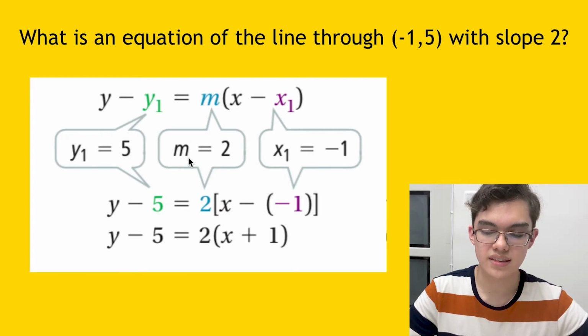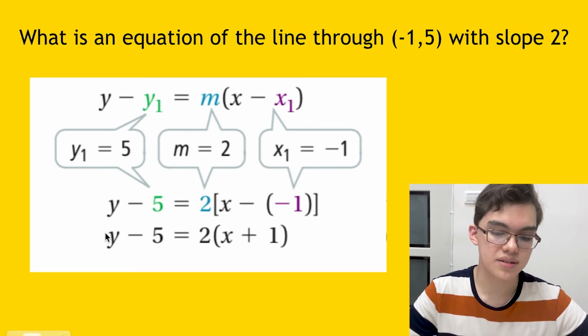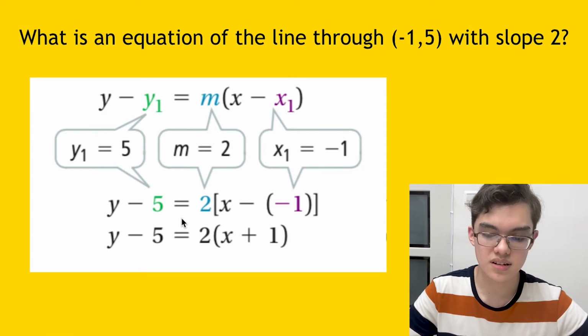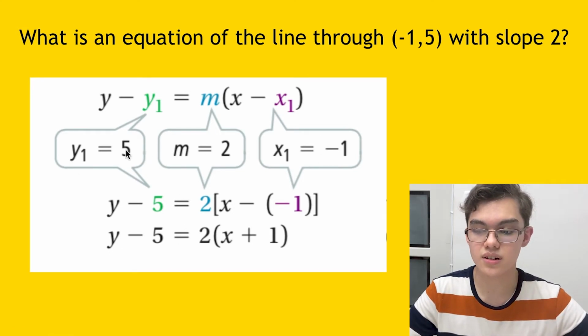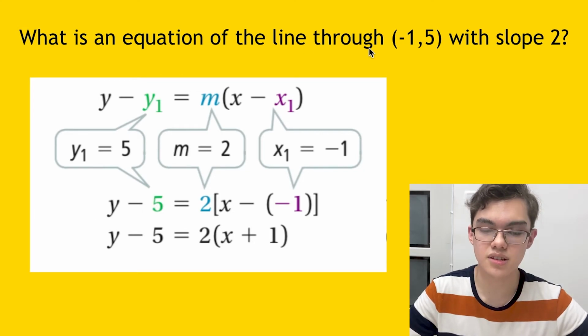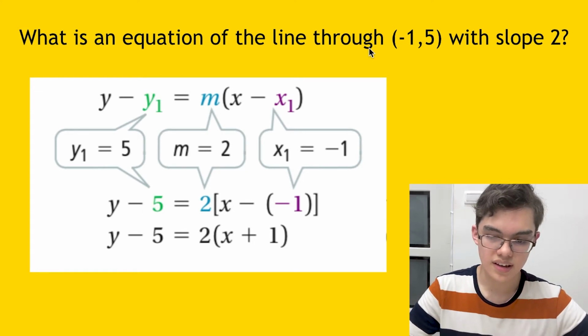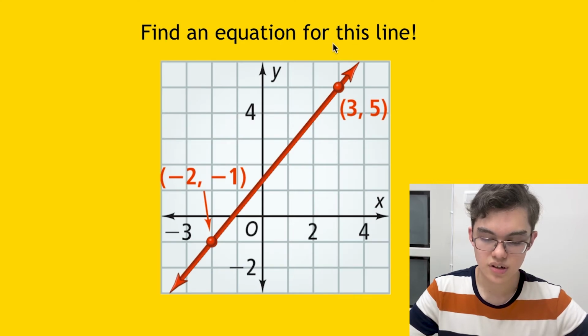So at the end, you calculate everything, simplify, and you get y minus 5 equals 2, parentheses, x plus 1. And that's our equation. That's the equation of the line that goes through negative 1, 5 with slope 2. Okay, good. And so could you find an equation for this line? Here, you can do this yourself. You can think about it. How would you find an equation for this line?